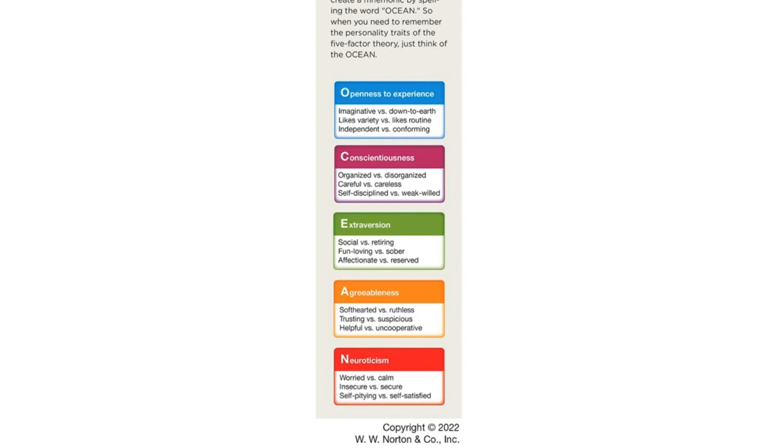As I said, this is a model that's turned out to be a clear winner among many theories, and it's been around for decades now. And there's a ton of research that supports that these are the five basic personality traits that people have.